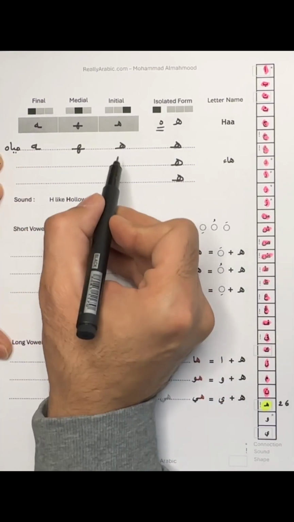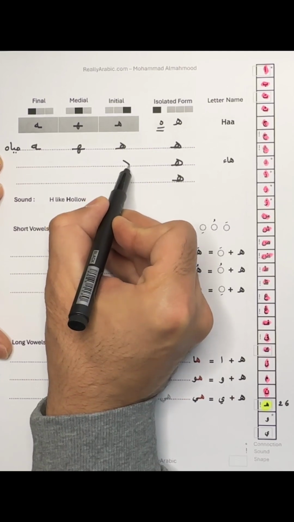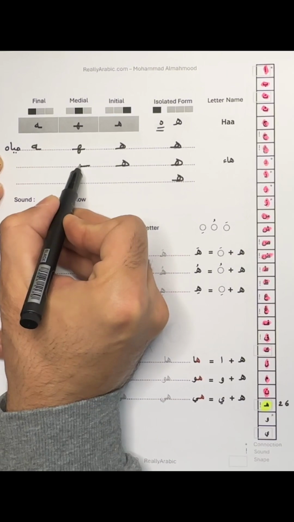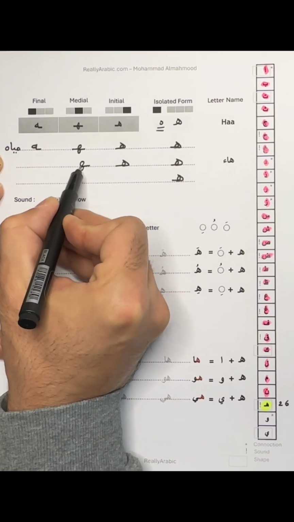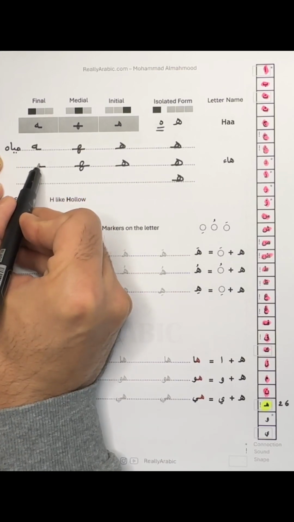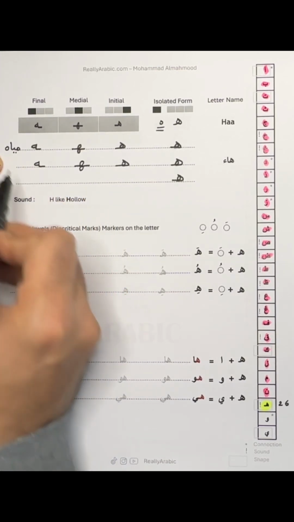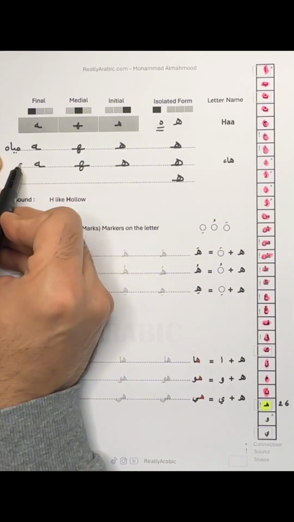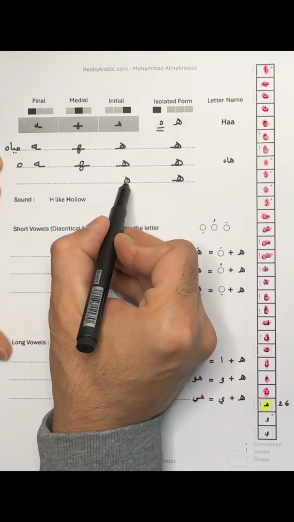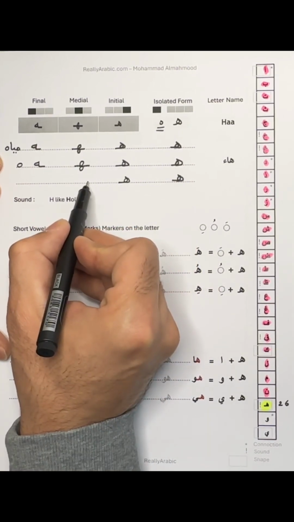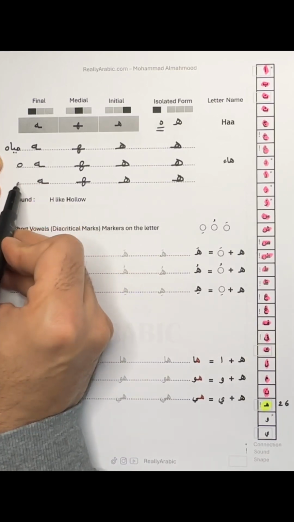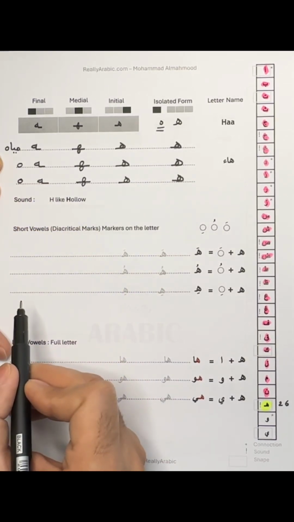Let's practice one more time. In the initial form, like this. In the medial form, remember the infinity, one up, one down, and left. In the final form, connected, like this. And in the final form, not connected, simply a circle on the line. Okay, one last time, because it's a little bit complicated. Infinity shape, connected at the end, and not connected at the end.